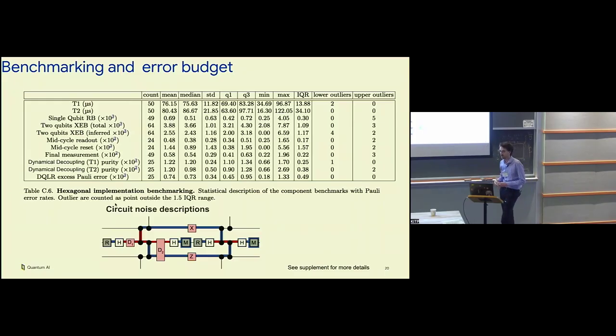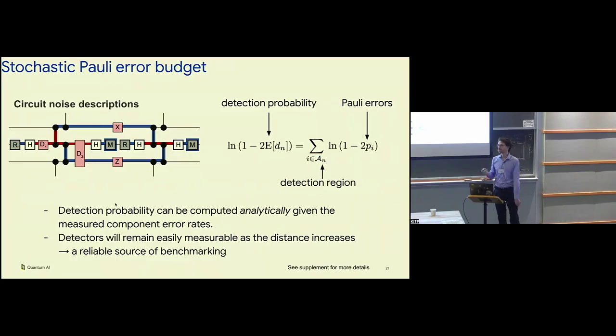What this means is that this error will trigger the detector. And so now that we have all of those error mechanism benchmarks from other experiments, we can actually reconstruct a full error model for those detectors. And we can construct what we call a model for the detection probability. So we call this a stochastic Pauli error budget. And there is an analytical formula that is just the detection fraction, which is just the sum over all the errors that are inside this detecting region and that don't commute with the detecting regions. So what is nice is that this gives us an analytical model for all detectors that we can use to predict from component benchmarks.